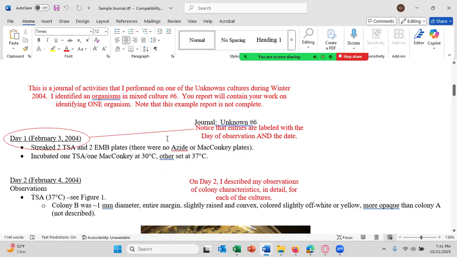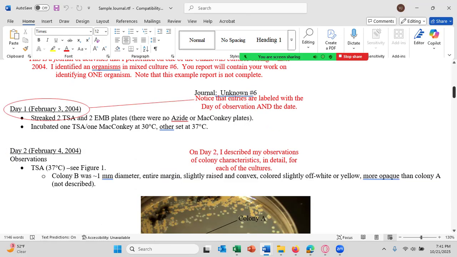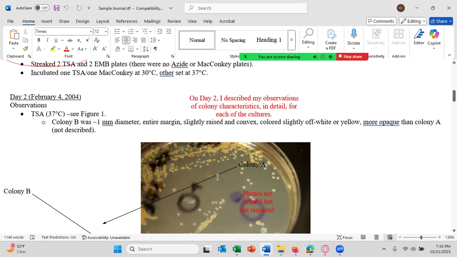You should every day have a date for what you did on that day. You may have on that day, if you had previous results, an observation. Obviously, you don't have an observation on the first day, because on the first day, it looks like they're just streaking out some plates for isolating the colony. And then on day 2, they're looking at the isolated colonies they got on the plate. So that's an observation.